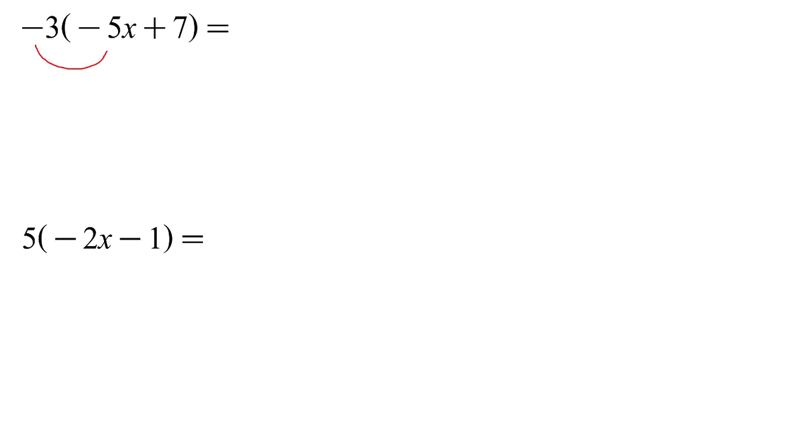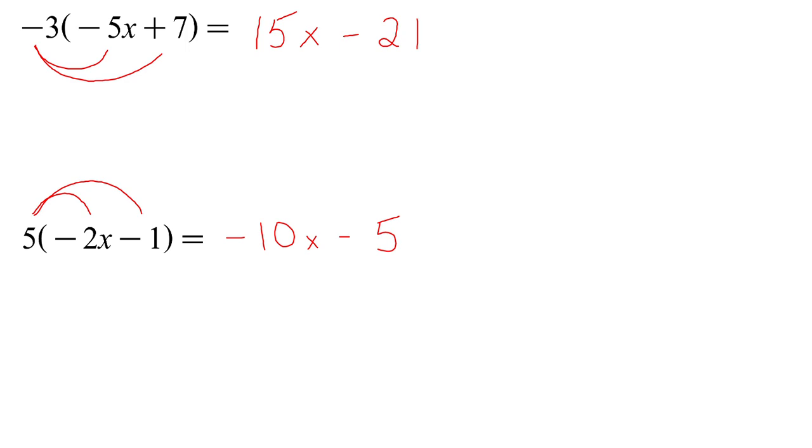Negative 3 times negative 5x. Well, a negative times a negative is going to be positive. And since 3 times 5 is 15, it'll be 15x. And then negative 3 times 7 is negative 21. For 5 times negative 2x, we should get a negative 10x. Positive 5 times negative 2 will be negative 10. And a positive 5 times a negative 1 will be minus 5.